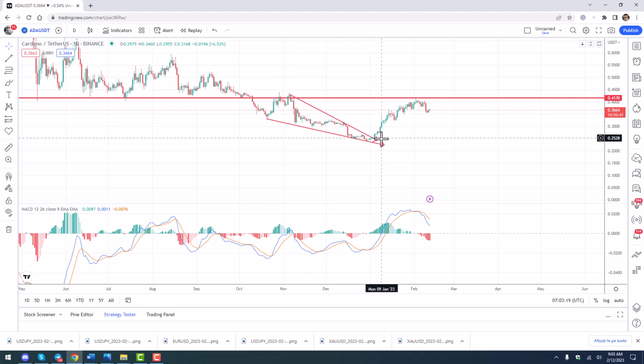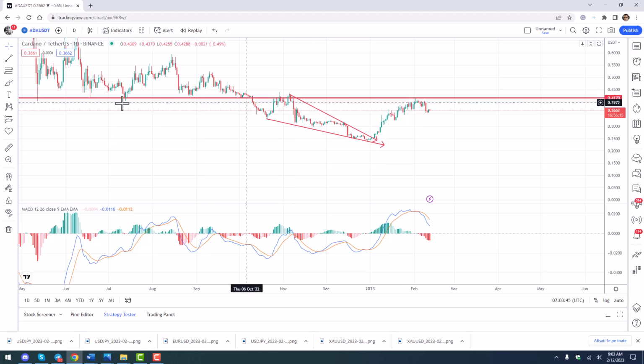And as we can see, price started to rise, and for falling or rising wedge patterns, the target for the trade is the price where the pattern began.